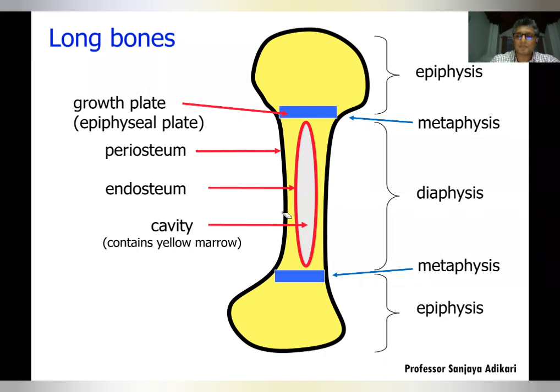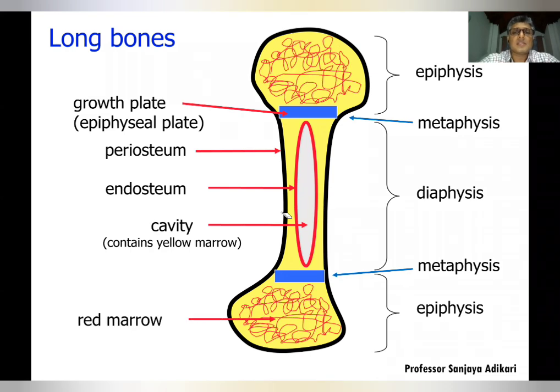Then inside the epiphysis, away from the epiphyseal plate, you get a different type of bone. I'll come back to it. In that area, you get red marrow. Now here in the cavity, you got yellow marrow, which is basically fat. Then at the epiphysis, you get red marrow.